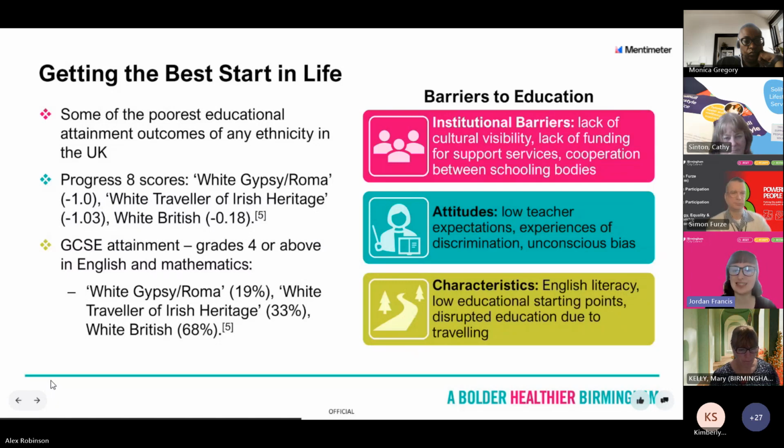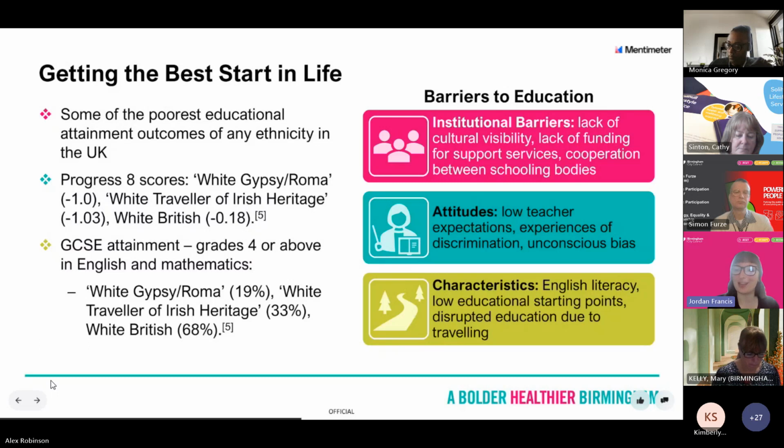A score of less than 0 typically shows that a pupil makes less progress, by a grade or more, in England compared to those that have similar Key Stage 2 results. So we can get Progress 8 scores for the Gypsy and Roma populations and the Traveller of Irish heritage, and we can see they're both below that 1 mark, showing poor attainment compared to those with similar starting points.